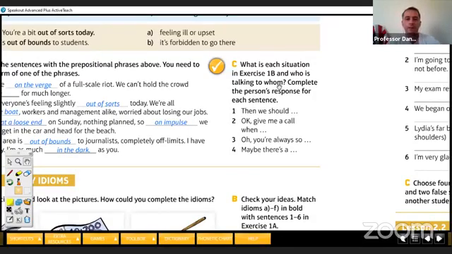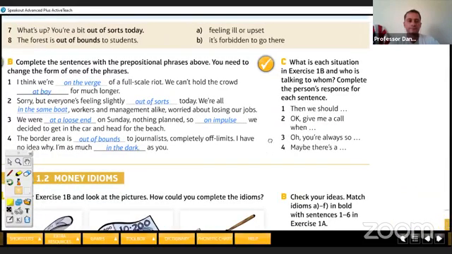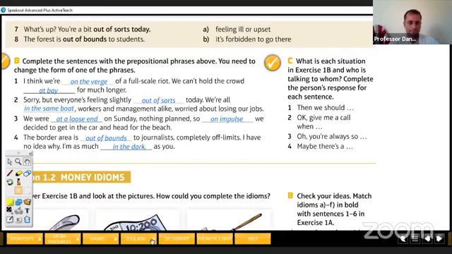What is each situation in exercise 1B? Who is talking to whom? Complete the person's response for each sentence. You can make up your answer. The question is, what is each situation in exercise 1B, and who is talking to whom?